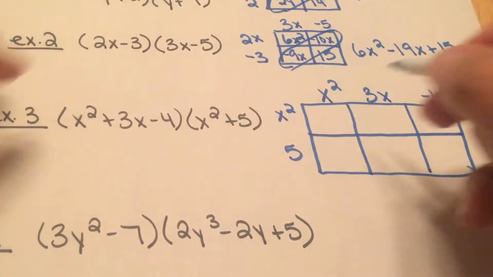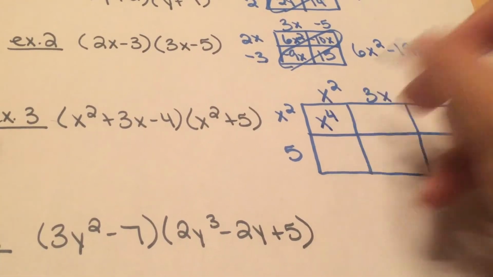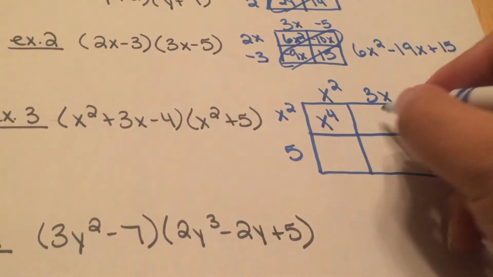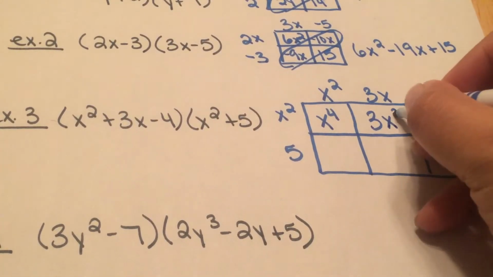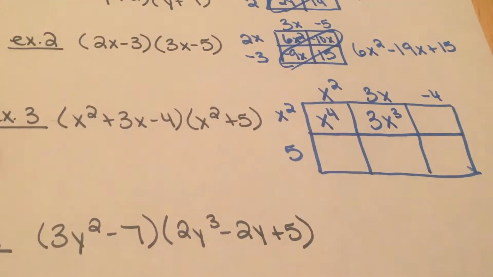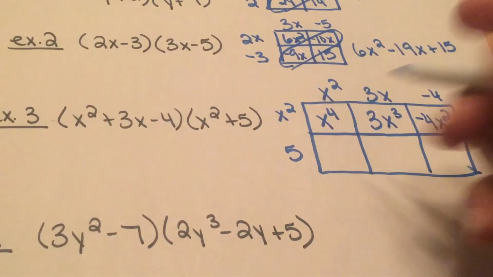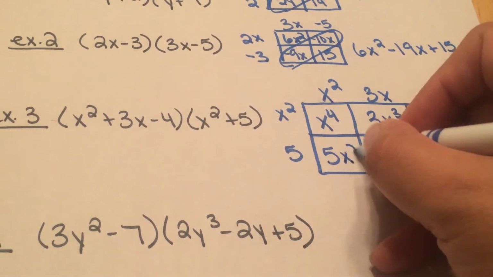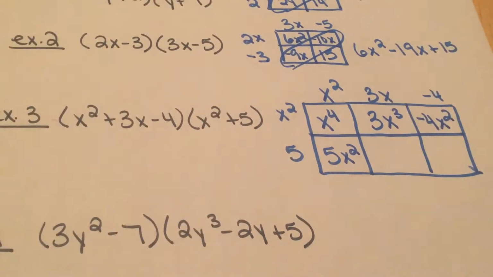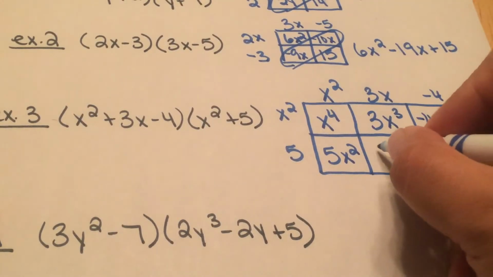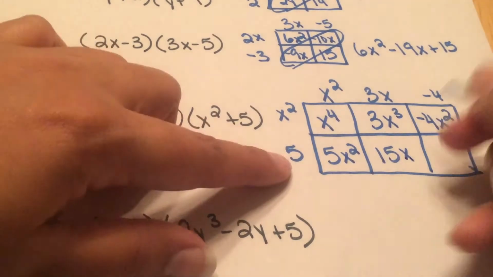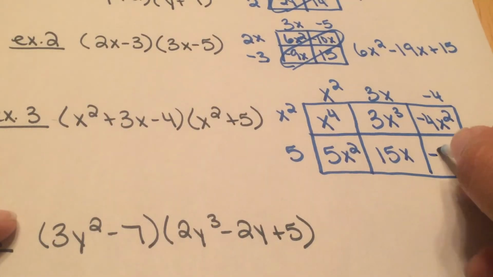So x squared times x squared is going to be x to the 4th. X squared times 3x is going to be 3x to the 3rd. X squared times negative 4, negative 4x squared. 5 times x squared is 5x squared. 5 times 3x is going to be 15x. And 5 times negative 4 is going to be a negative 20.